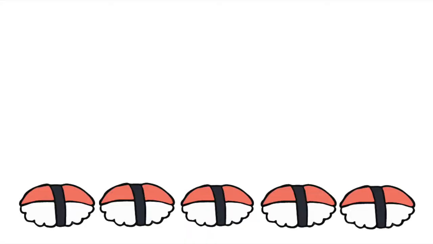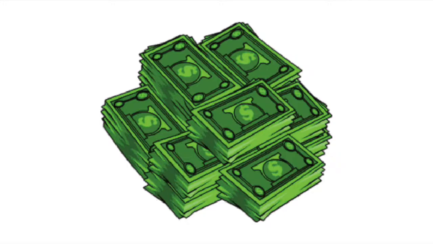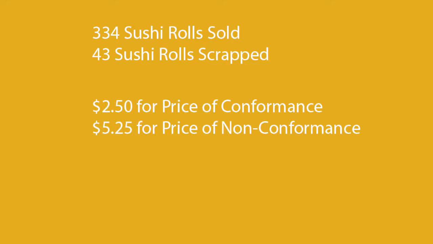In one day at our sushi restaurant, we sold 334 sushi rolls. At the end of the night, we discovered that 43 sushi rolls were scrapped. The price for conformance was calculated to be $2.50. This is the price associated with doing the job right the first time. The price of non-conformance was calculated to be $5.25. This is the cost that occurs when you have to do things over again.